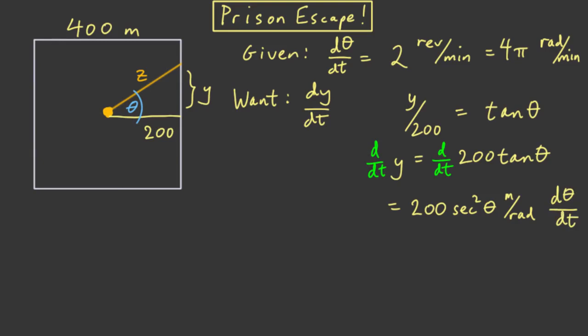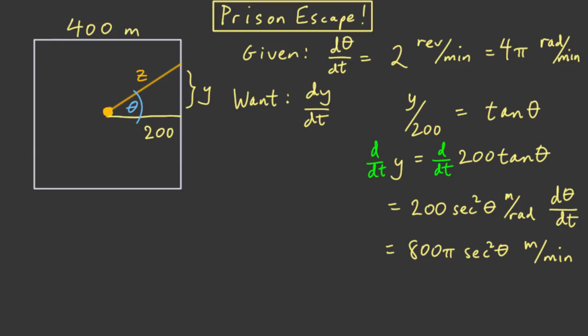Plugging in now, 4 pi radians per minute for d theta dt. If we multiply that by the 200 secant squared theta meters per radian, then we get 800 pi secant squared theta meters per minute as the velocity of the spot.